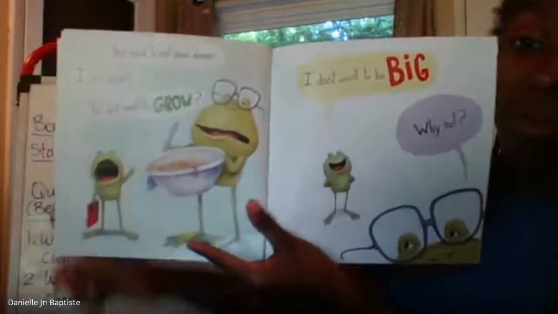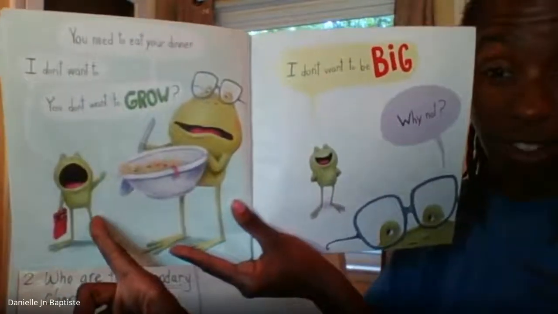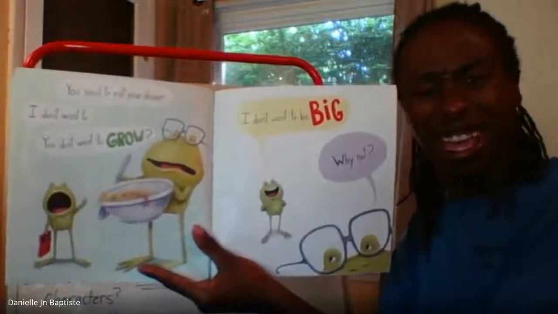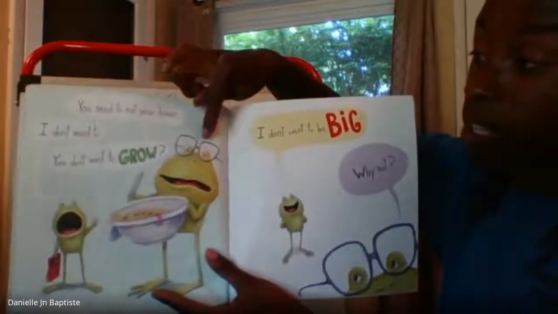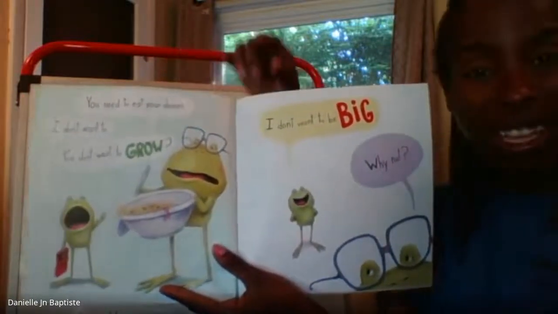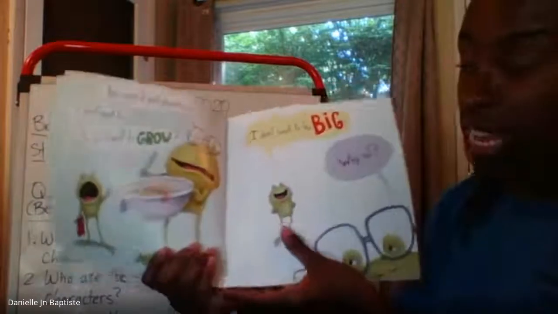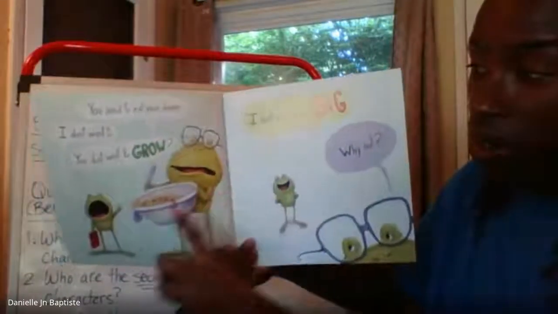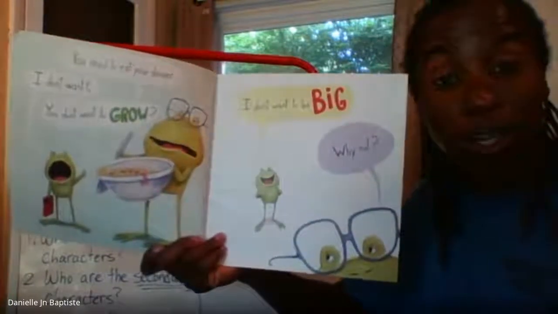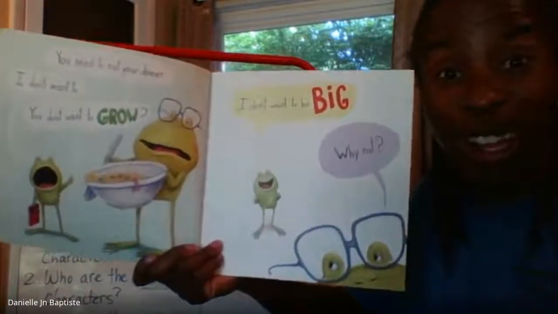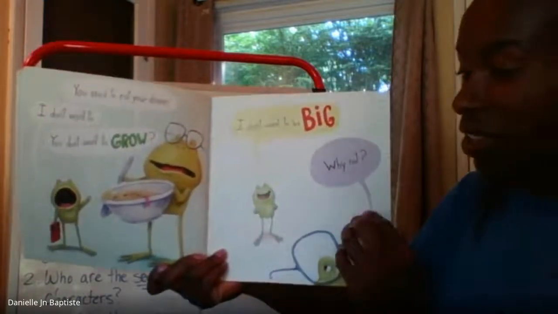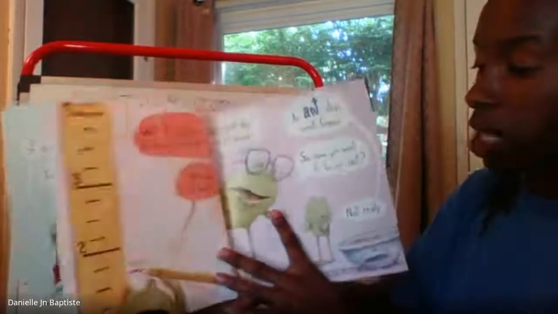Was the story mostly about the little frog? Yes. And was it mostly about the dad too? Yes, it was. Because the dad was trying to convince the kid that he should eat his dinner so he could grow big and tall. So he could be big. Now, let's keep going through the pages.